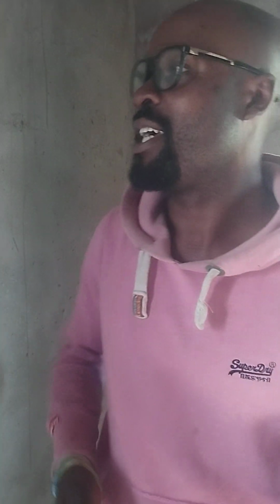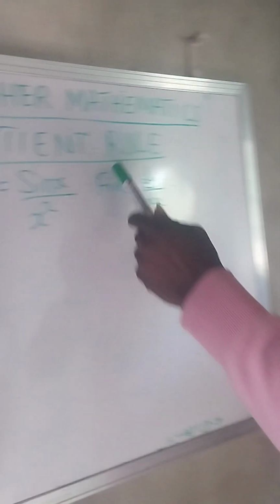Today we are going to be looking at a higher mathematics called Quotient Rule. Now, Quotient Rule is an aspect of differentiation. We have Quotient Rule, we have Product Rule, we have Chain Rule, we have implicit differentiation, which I talked about in my previous video. You can go to YouTube and get that. Today we'll look at Quotient Rule.